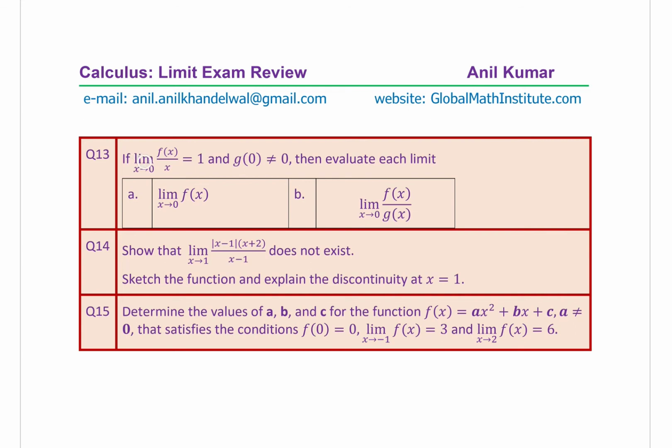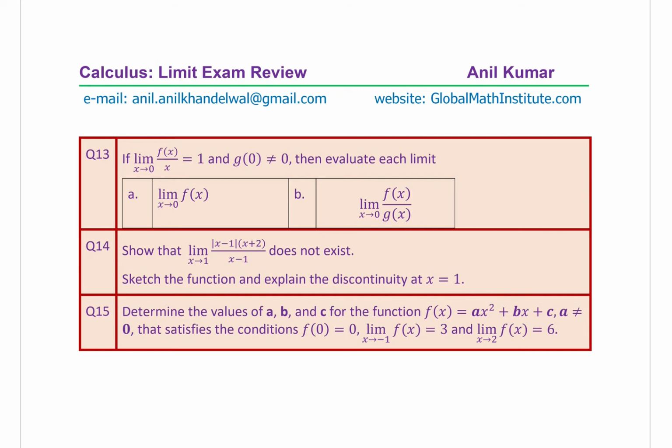If the limit of f of x over x where x approaches 0 is 1 and g of 0 is not equal to 0, then evaluate each limit. A, limit of f of x when x approaches 0, and B is limit of f of x over g of x when x approaches 0. Question number 14.